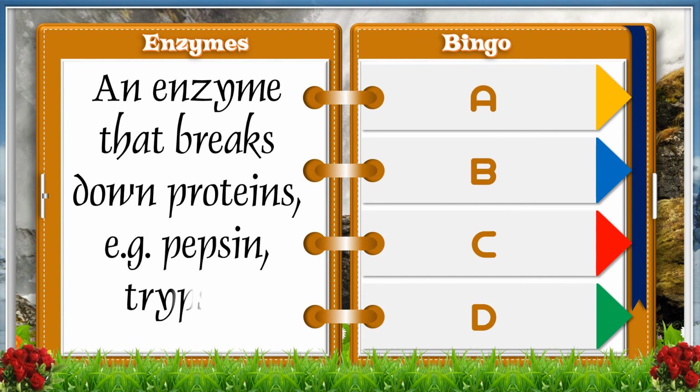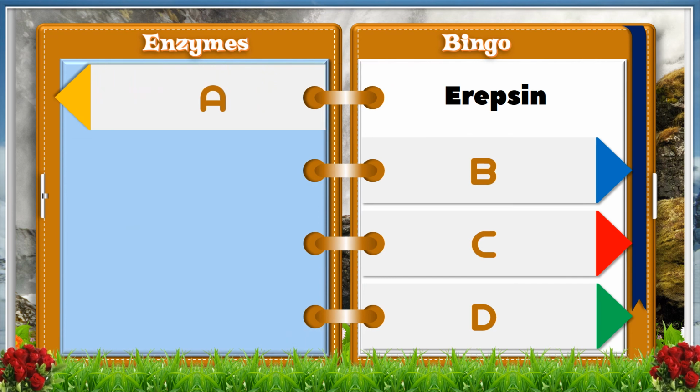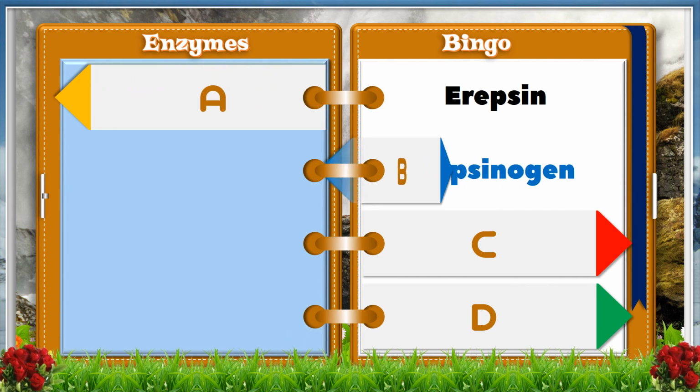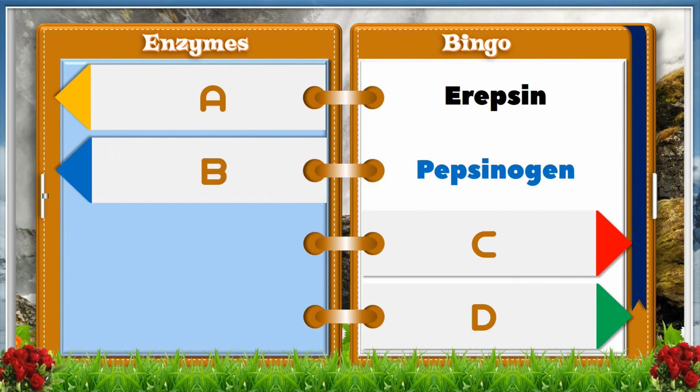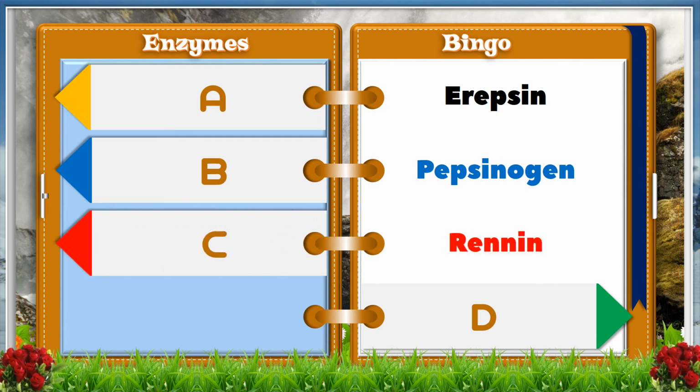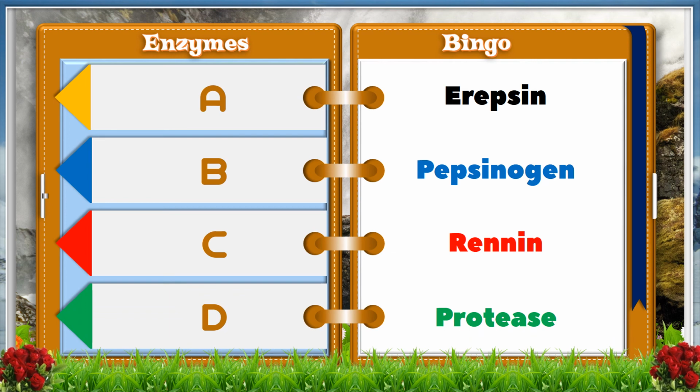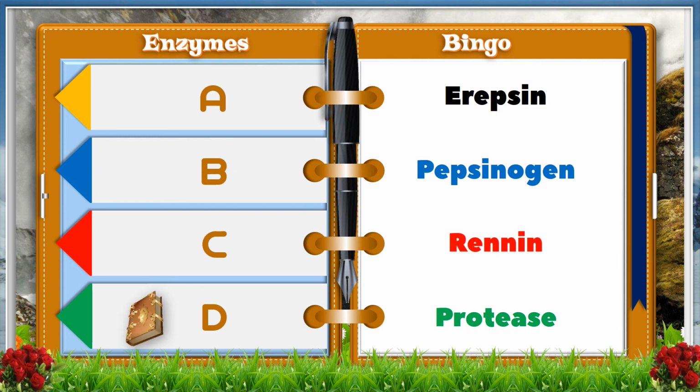An enzyme that breaks down proteins, e.g., pepsin and trypsin. A. Erepsin. B. Pepsinogen. C. Renin. D. Protease. And the answer is D. Protease.